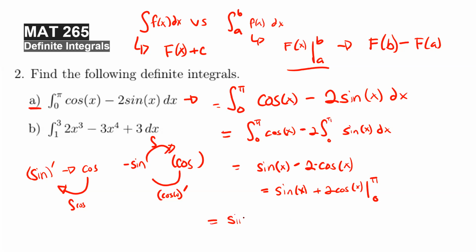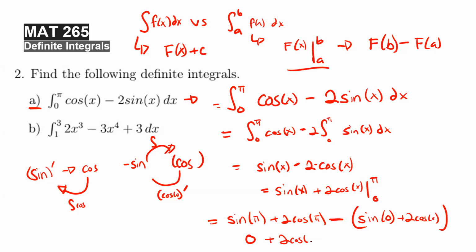So we do sine of pi plus 2 cosine of pi, minus, and I put the big parentheses to remind me that it's minus everything, sine of 0 plus 2 cosine of 0. So then you have your sine and cosine of pi memorized, it's easy. If not, you just put it in your calculator. Check, make sure you're in radians.